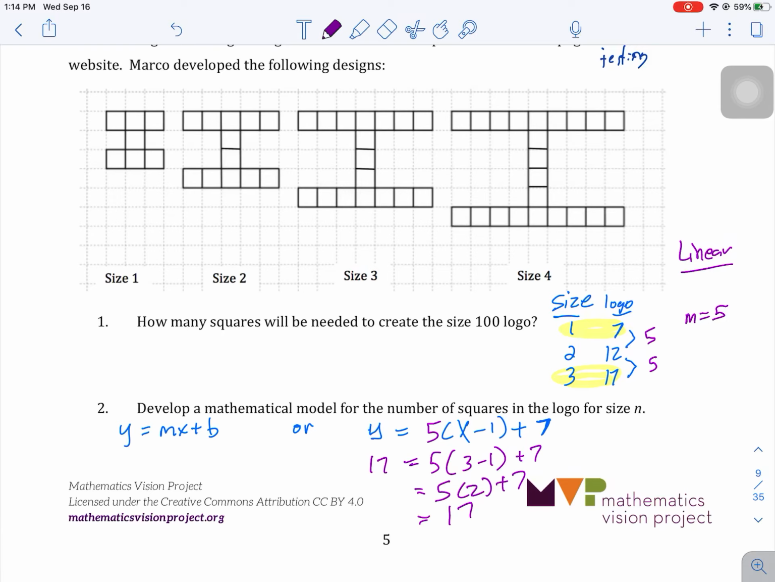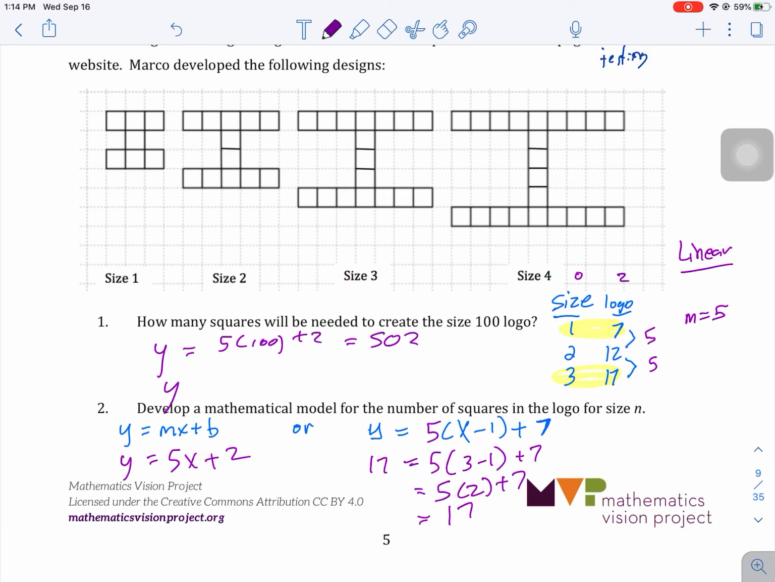Makes sense. You could do slope-intercept if you backed up. You could say, oh, since the change is 5, if we go back to 0, it'd have to be 2, and that's true for the equation. However, that's not the pattern. That's not what's really happening here. It doesn't really make sense to have 0. But you could use this to figure out how many squares on a 100 league logo. So you could say y equals 5 times 100 plus 2.